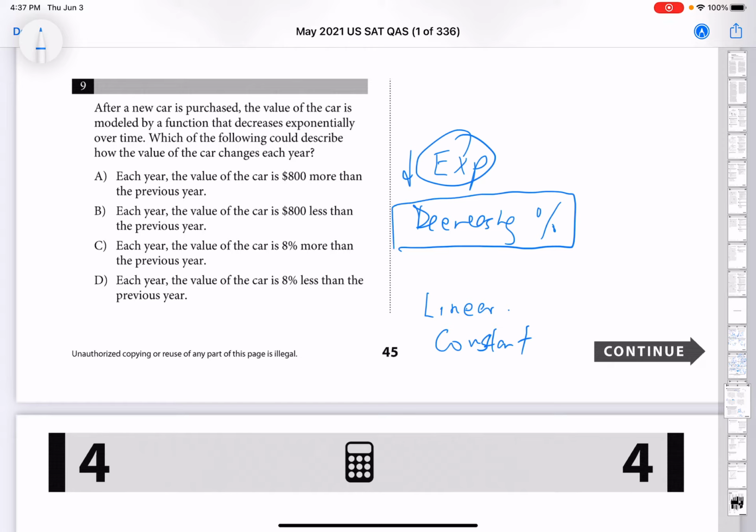So let me see, each year is 8 or less more than the previous. All right, so it's not A or B. Each year the value of the car is 8% more. Each year the value of the car is 8% less. So we're looking for something that will decrease. So the answer for number 9 should be D.